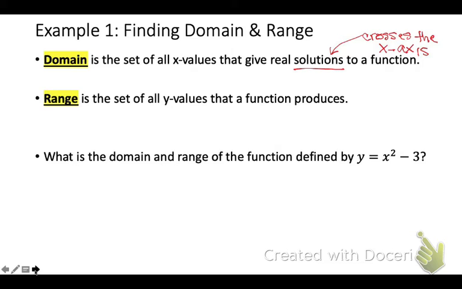For like it says, what is the domain and range of the function defined? Do you want us to write that whole thing, or can we just write y equals x squared minus... That's up to you. I would just put "example," like ex, and then write the equation, and then we'll put domain and range under it. Okay, now it says, what is the domain and range of the function defined by y equals x squared minus 3?